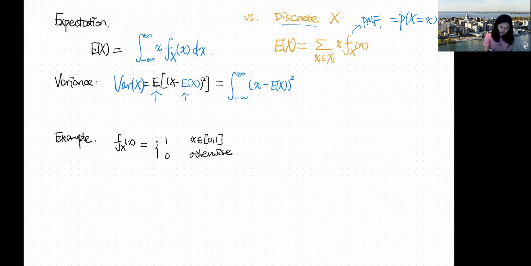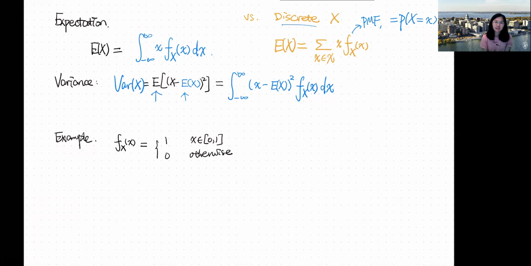Are expressed as integrals with the weight given by the probability density function. Now let's consider an example. This example actually comes from the spinner example we talked about before.